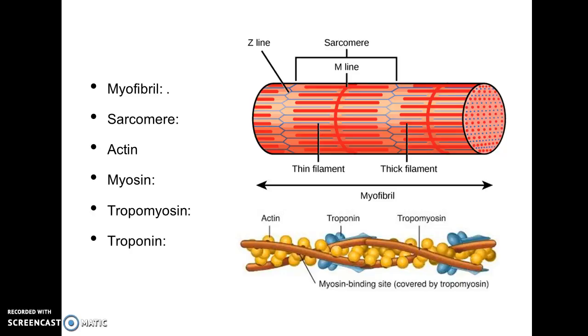Tropomyosin, an actin binding protein which regulates muscle contraction. Troponin, a complex of 3 proteins, and they're attached to the tropomyosin.